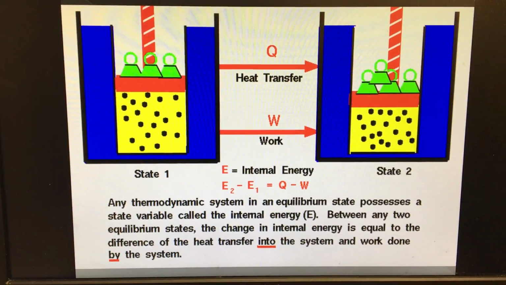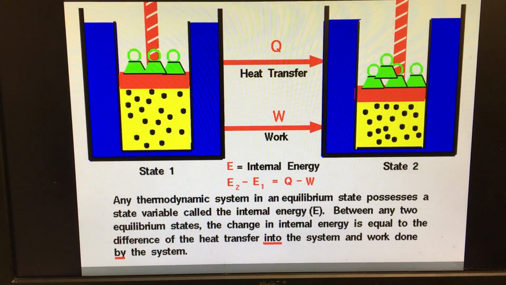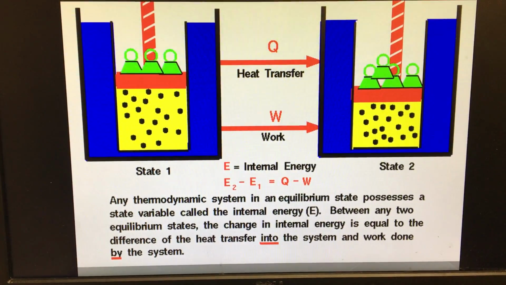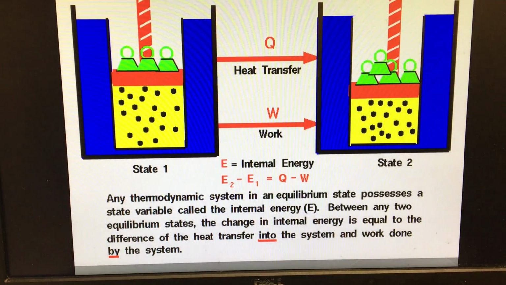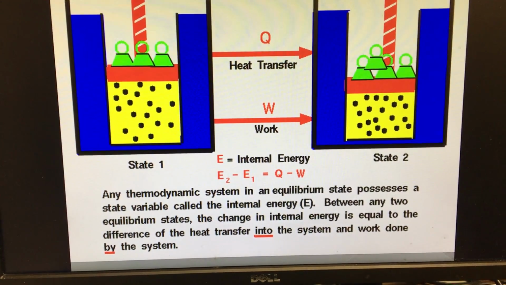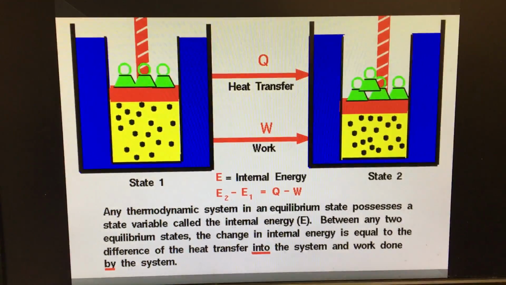Any thermodynamic system in an equilibrium state possesses a state variable called the internal energy. Between any two equilibrium states, the change in internal energy is equal to the difference of the heat transfer into the system and work done by the system.